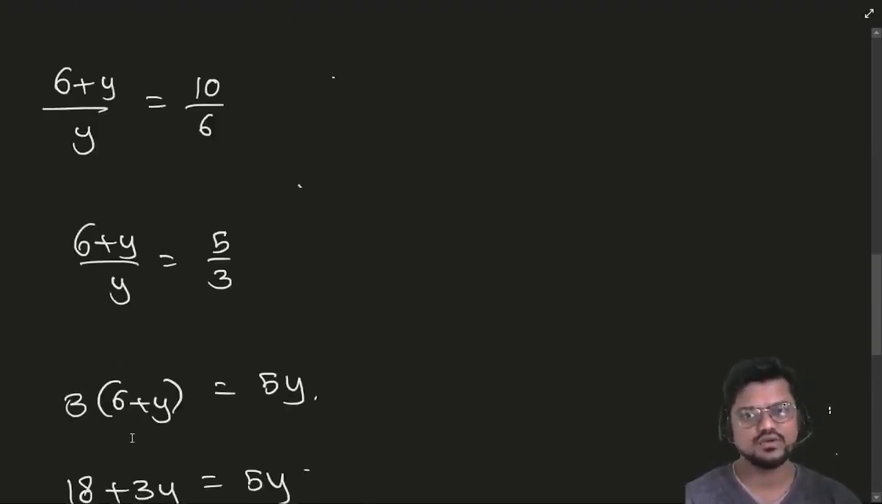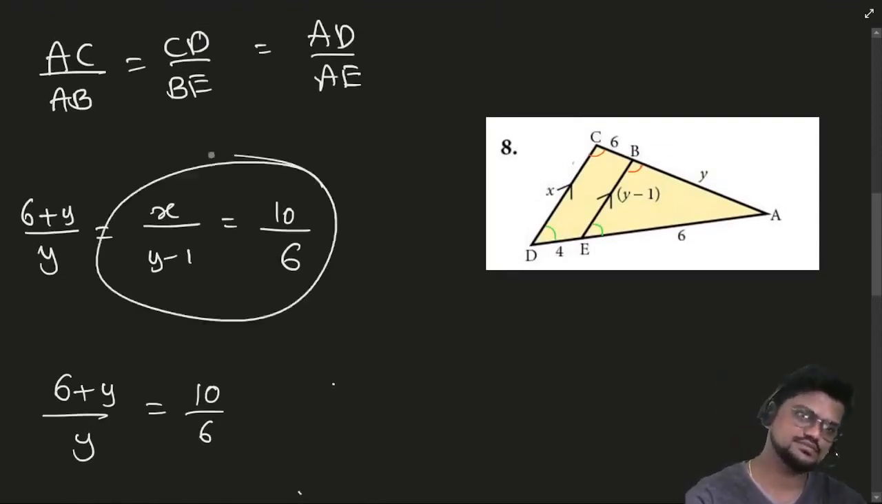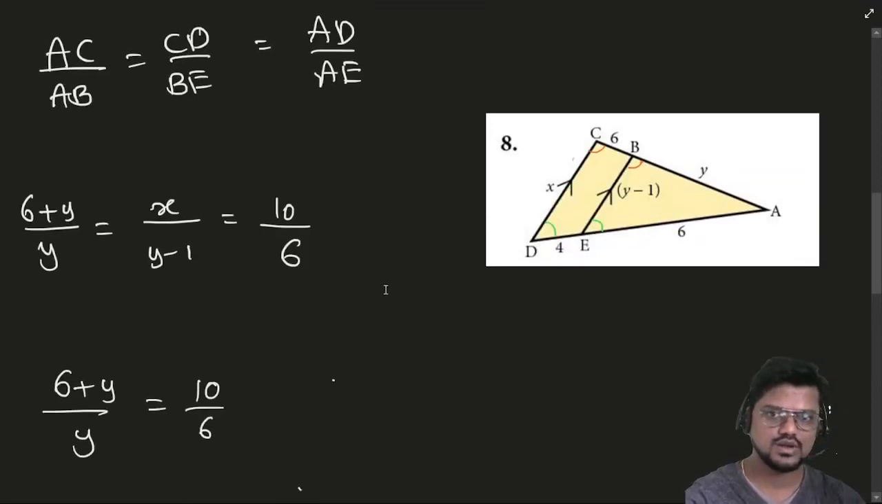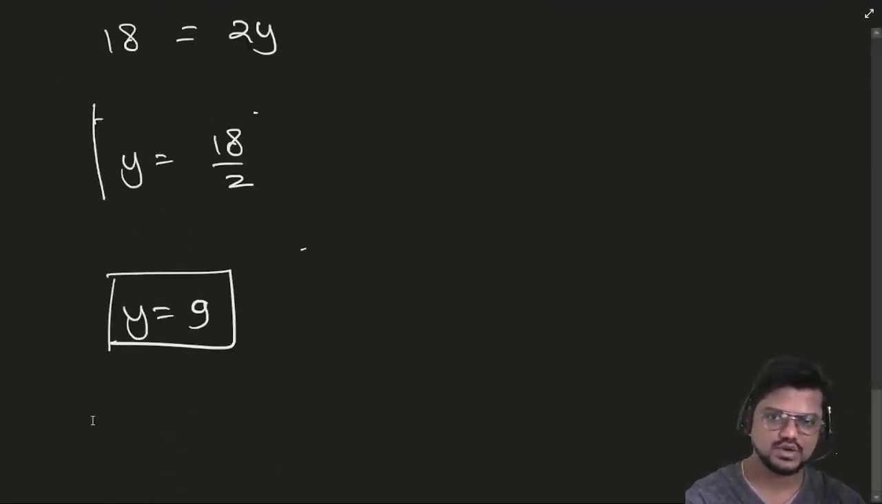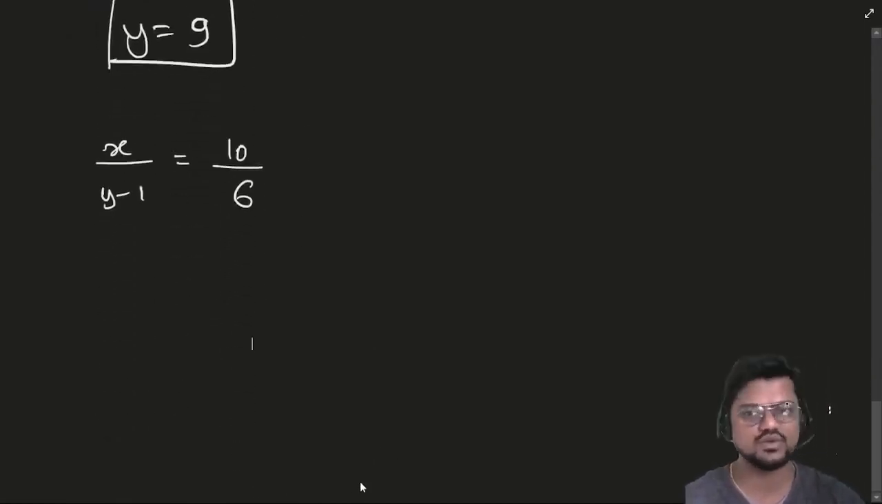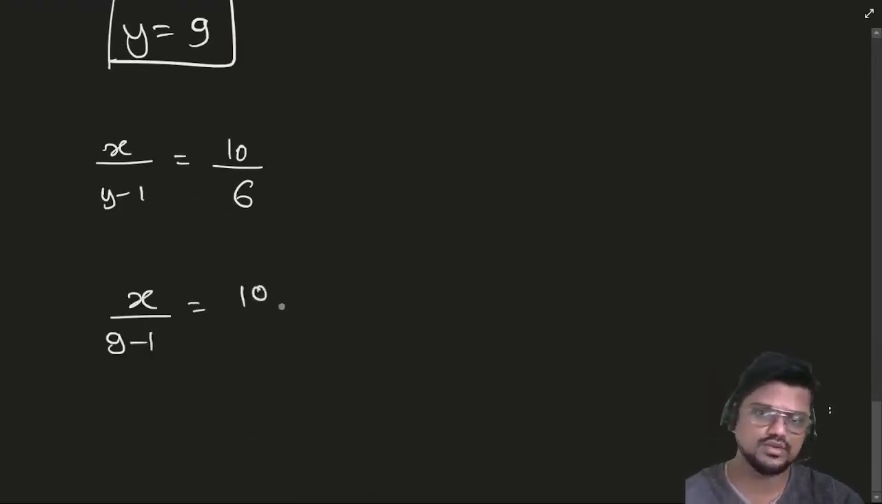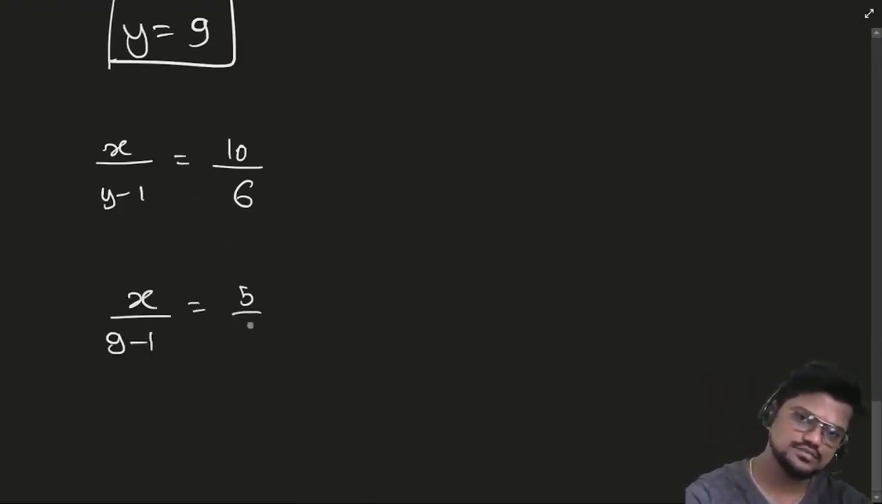Now what I will do? I will take this as the equation now to get the value of x. I'll take these two values to get the value of x because my unknown is only x, not y, because y is already known. So x upon (9 minus 1) will be equal to 10 upon 6, which is equal to 5 upon 3.